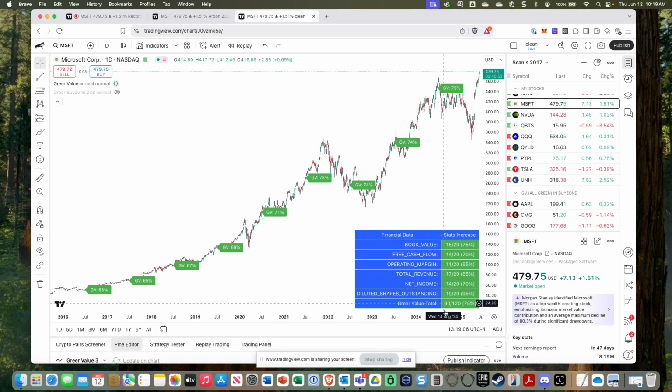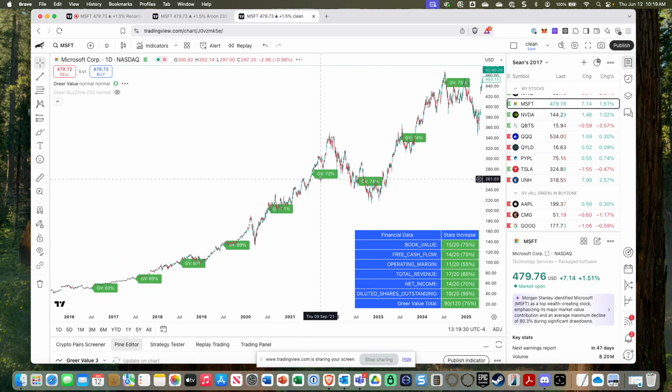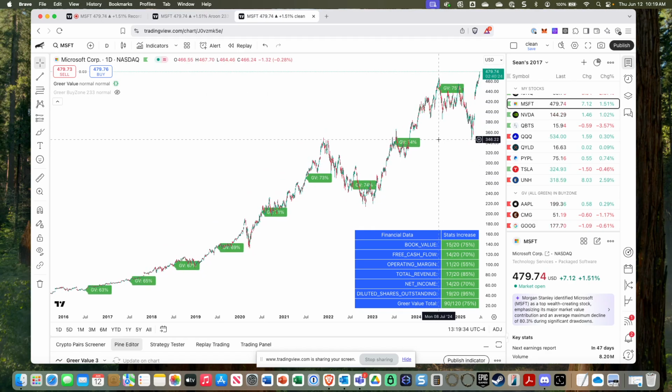And then on top of it, I take all of them and get a value, which is 75% of the time out of all of these statistics that Microsoft is increasing these financial statistics. So this is a very healthy company. Just looking at it right away, you can see back in 2017 it was a 63, and it's gone up to 73, 74. Now it's at 75, and anything over 50 is something to look at.